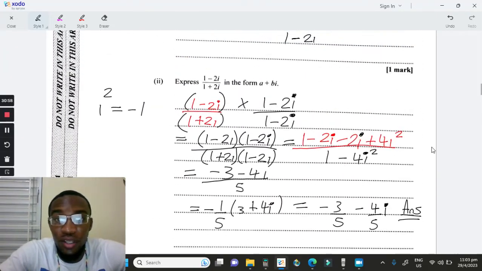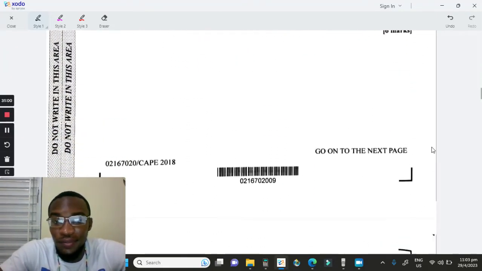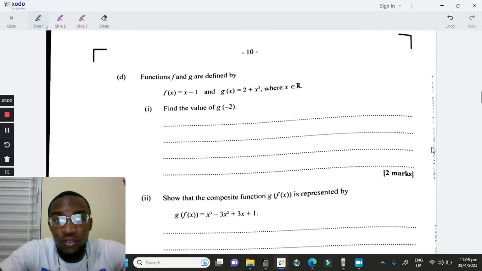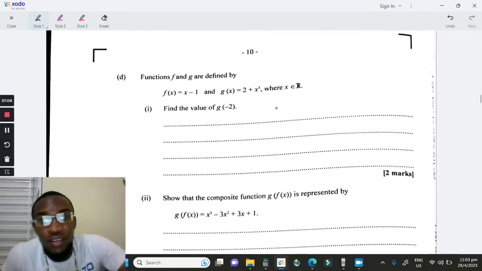6 marks to do that. That was so easy. Now, functions part. It says find the value of g of minus 2. So all we're going to do is input the x value as minus 2. G of minus 2.